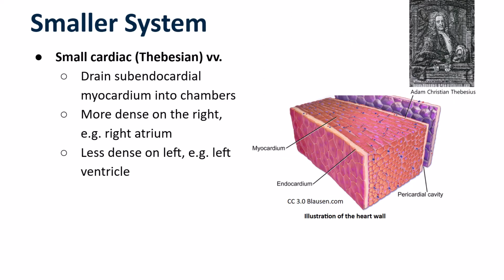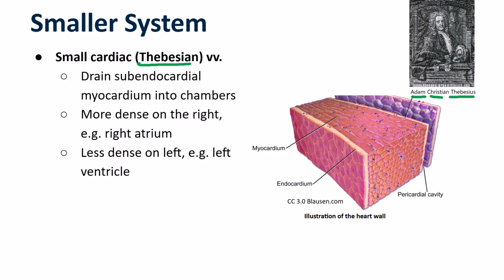Now let's discuss the smaller system. The smaller system consists of small cardiac veins, sometimes called Thebesian veins. These are named after a 17th and 18th century German anatomist, Adam Christian Thebesius, and their role is to drain the subendocardial myocardium into chambers. These typically are going to drain the subendocardial myocardium into the chamber where they are.